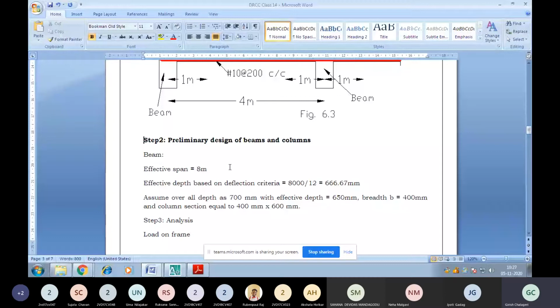So the effective depth based on this criterion is 8,000 mm divided by 12. So the depth required for the beam will be 666 mm. Let us assume the overall depth provided for the beam will be 700, that is, the effective depth will be 650 here. 700 is the total depth for the beam, minus cover of about 40 plus the thickness of slab. So 650 will be the effective depth for the beam.